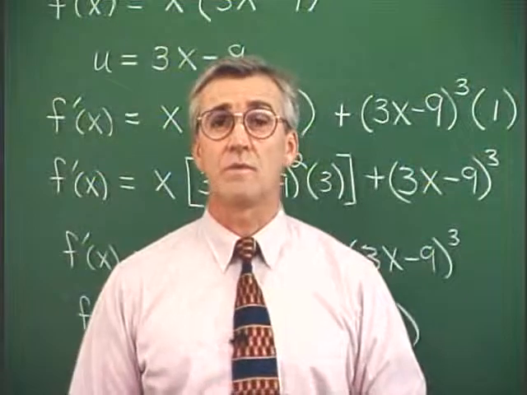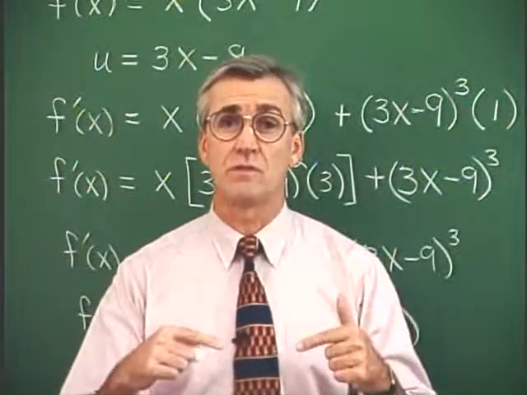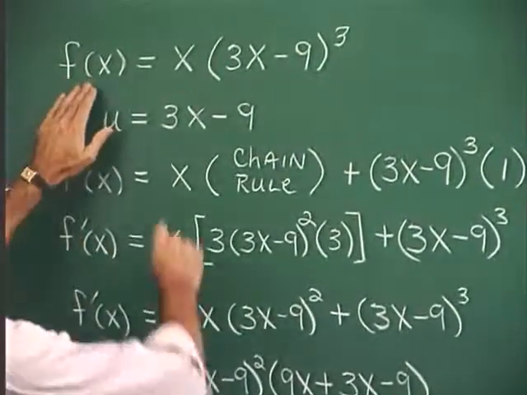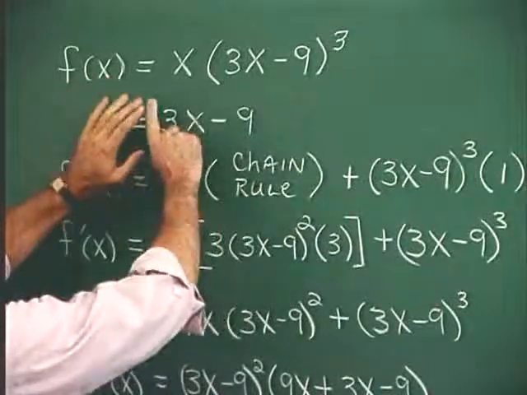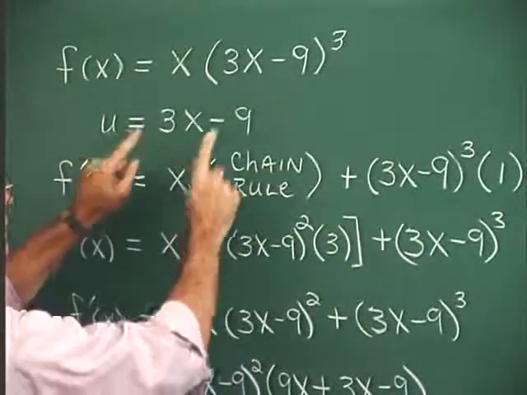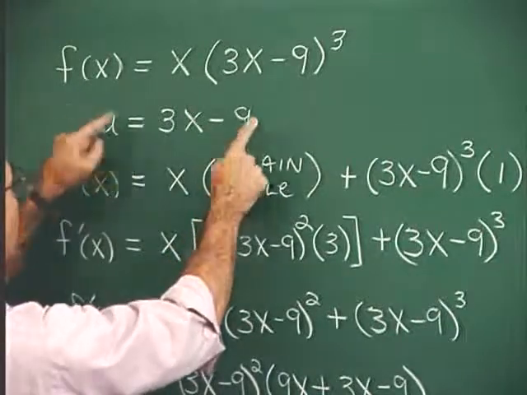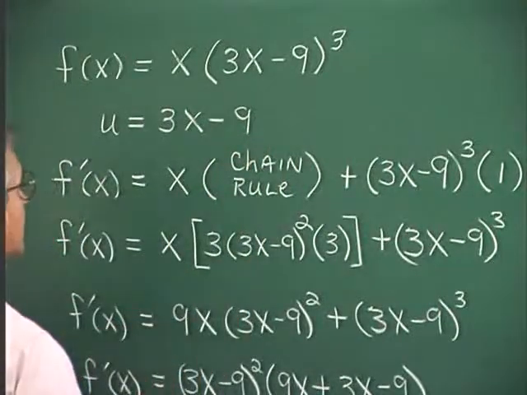Sometimes the chain rule can be used as a nested situation within a more complicated problem. Here's an example. F of x is this, and we want to find its derivative. We're thinking of the 3x minus 9 as that single entity that we've been referring to. Whether we write it down or not is really beside the point.